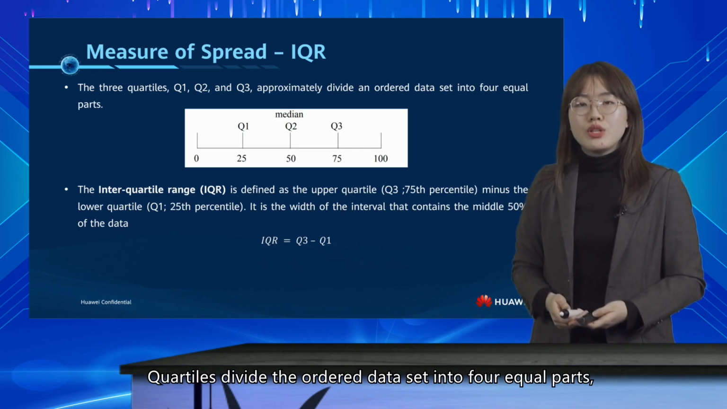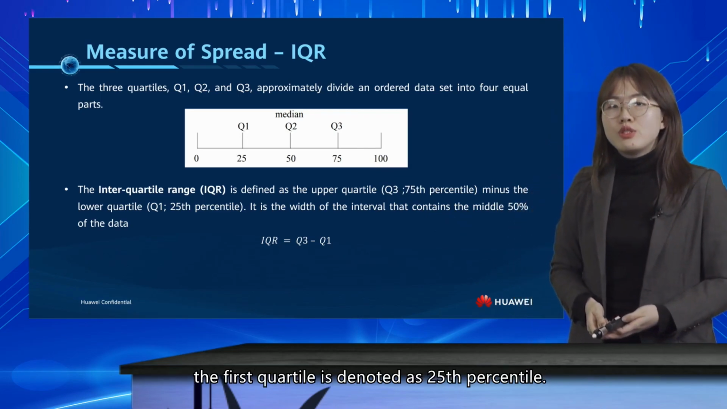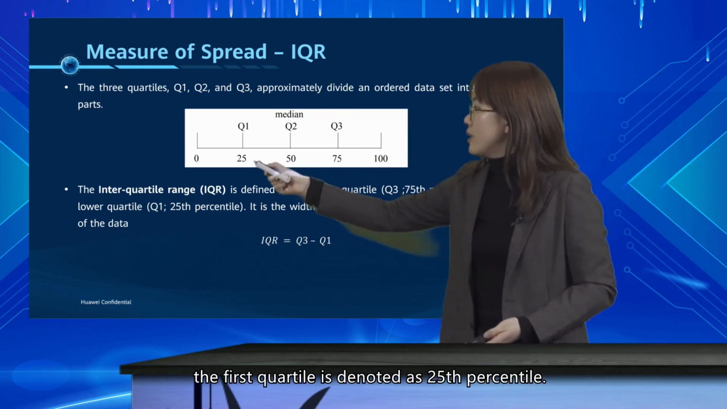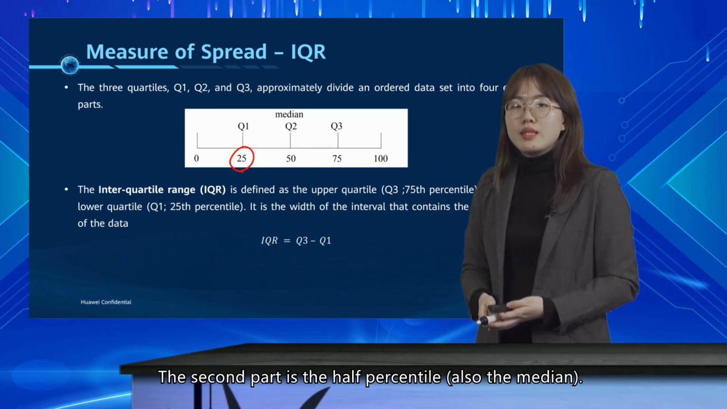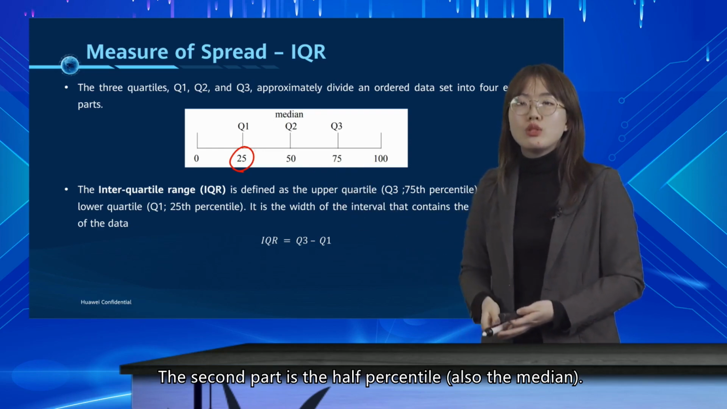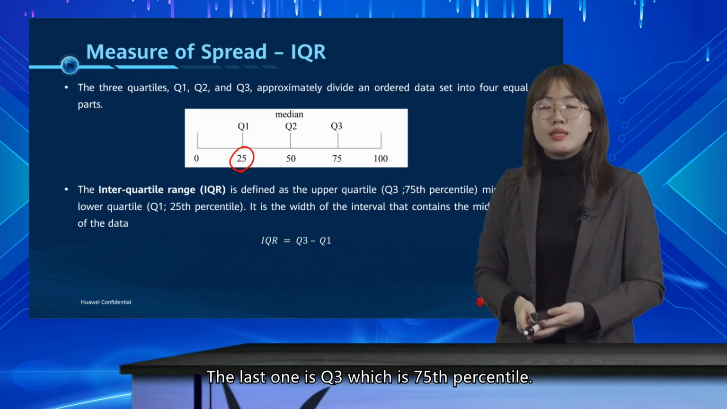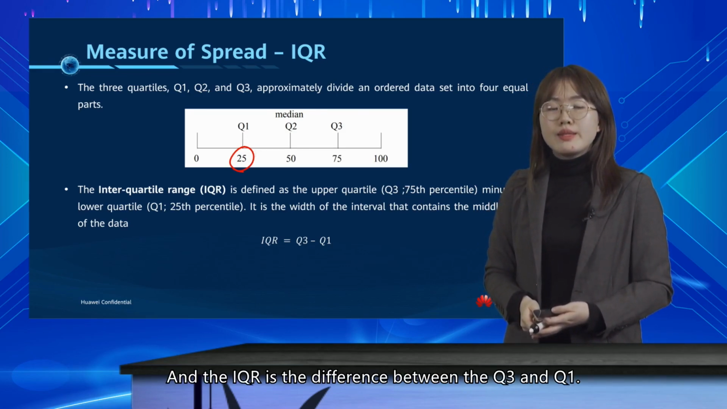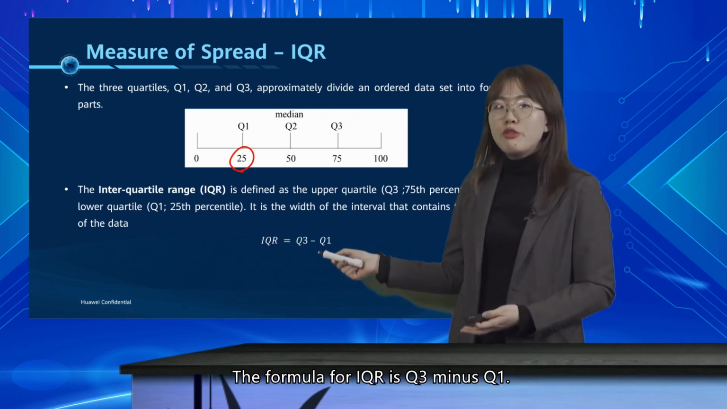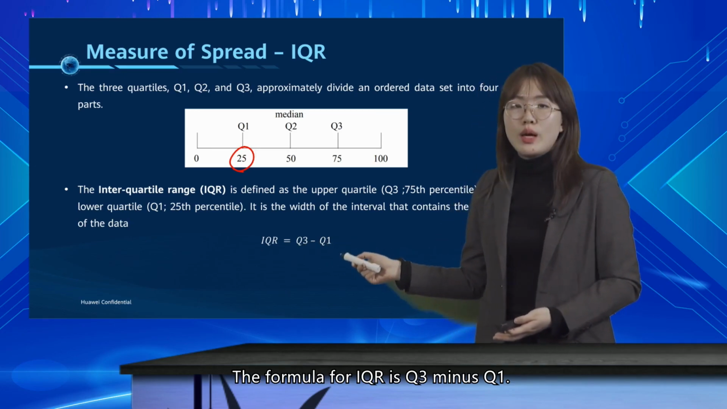Quartiles divide the ordered dataset into 4 equal parts. The first quartile, Q1, is denoted as the 25th percentile. The second part is the 50th percentile, also the median. The last one is Q3, which is the 75th percentile. And the IQR is the difference between Q3 and Q1. The formula for the IQR is Q3 minus Q1.